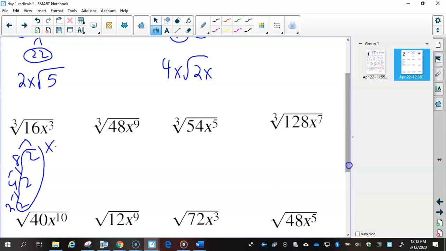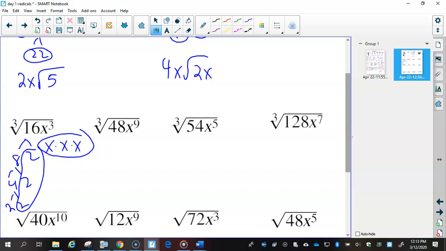For our x's, in this case we have 3. We have a group of 3 x's. All of those would come out.